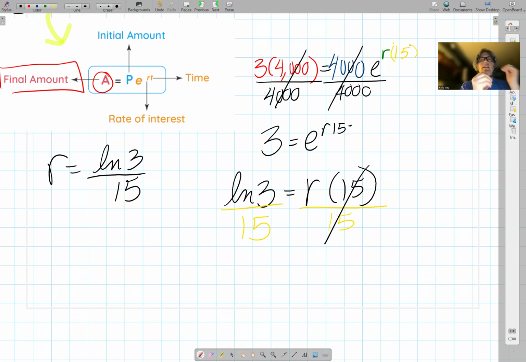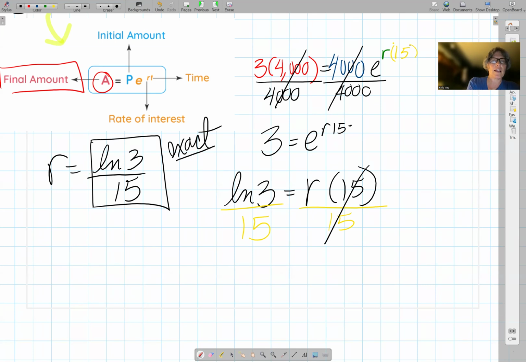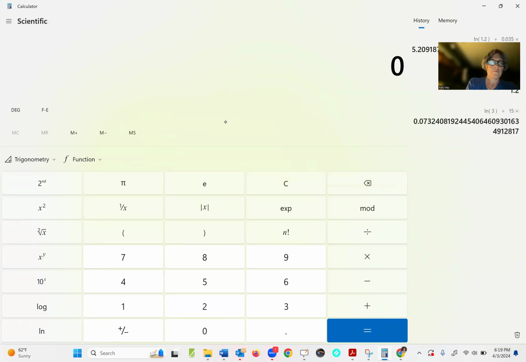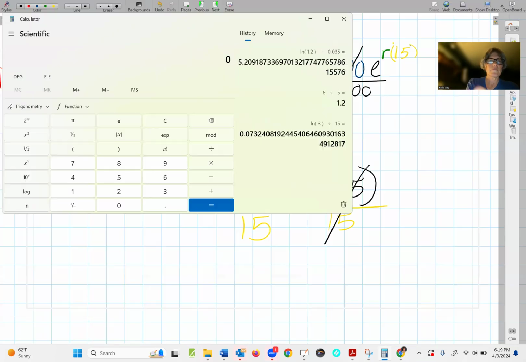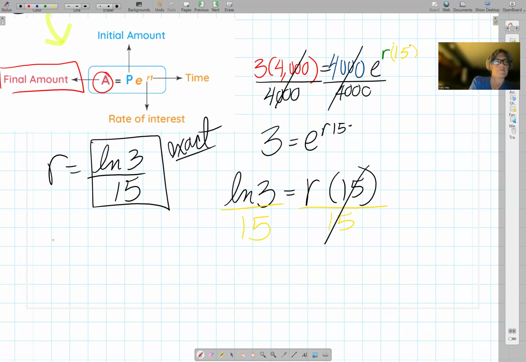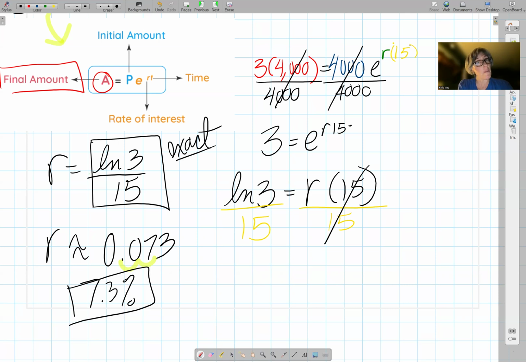Now, this would be considered the exact form. So if you were asked for the exact, that's where you would stop. But obviously, since we're dealing with a percent, we want a decimal. So we get out our calculator here, and we're going to do the natural log of 3, and we are dividing by 15. 0.073. So, of course, as a percent, you just bunny hop that decimal over, and you have 7.3%, which is pretty good compounded interest.